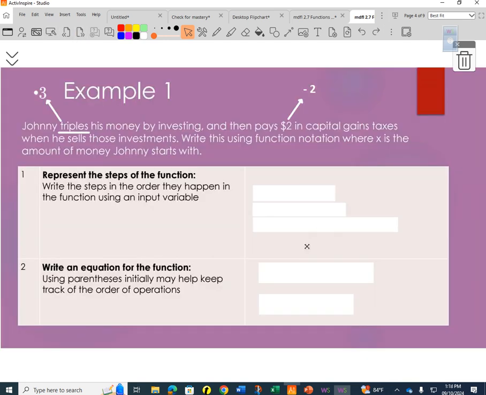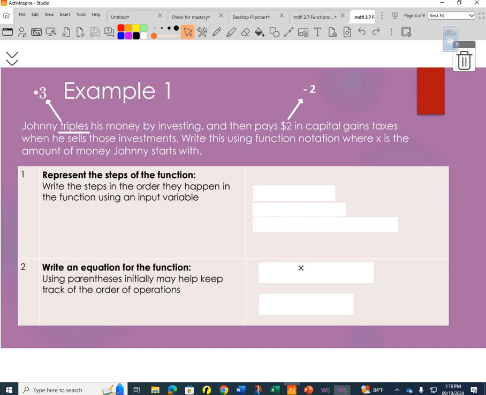All right, so we've got 3 examples to work on. We need to be able to write the function, and in some cases we need to be able to evaluate the function for a given input. So this is Johnny triples his money by investing. What does it mean to triple something? Multiply by 3. So let's make a note. That's what I did up there, times 3.